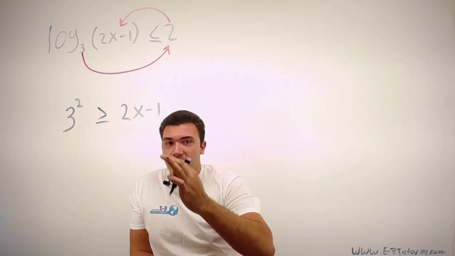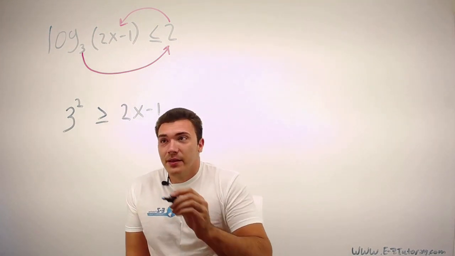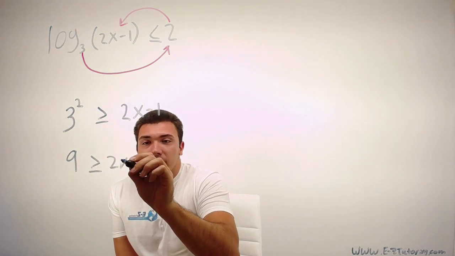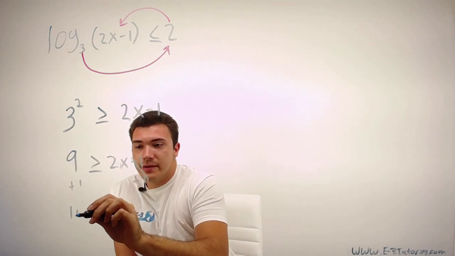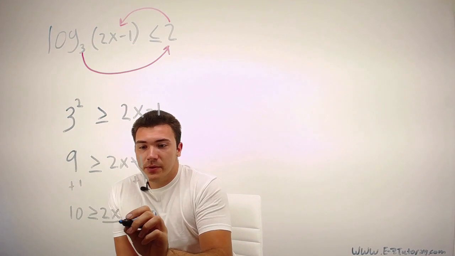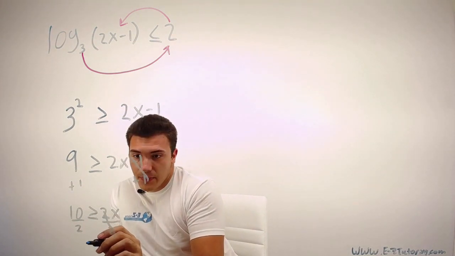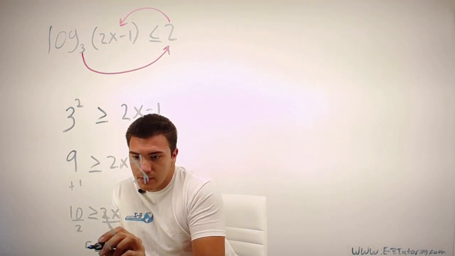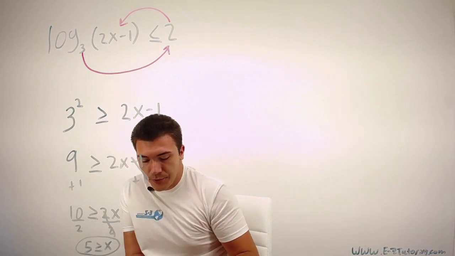So now this is a very simple inequality that we learned how to solve in pre-algebra. So 3 squared is simply 9. 2x minus 1. We can move the 1 over. So we get 10 is greater than or equal to 2x. Then we simply divide by 2 on each side. And we get that x is less than or equal to 5. So this will be your answer.